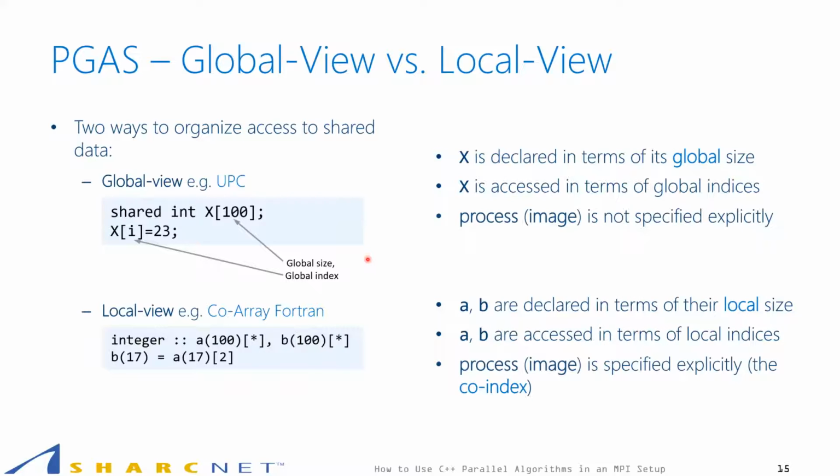But we also have local views, and this is, for example, a Co-array Fortran version of it. Here, A and B are declared in terms of their local size and also accessed in terms of local indices. And the process or image is specified explicitly using the coindex.